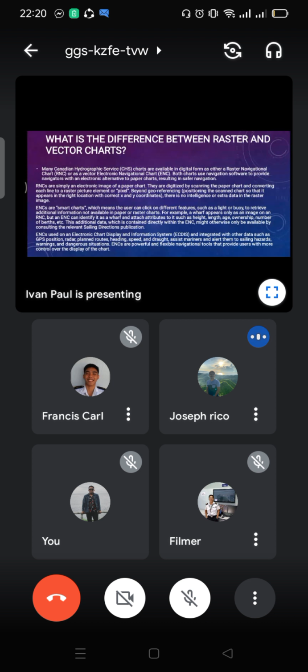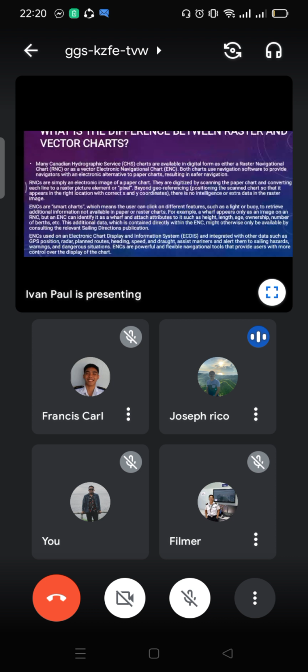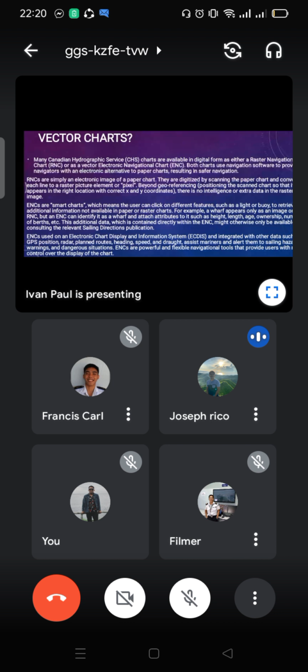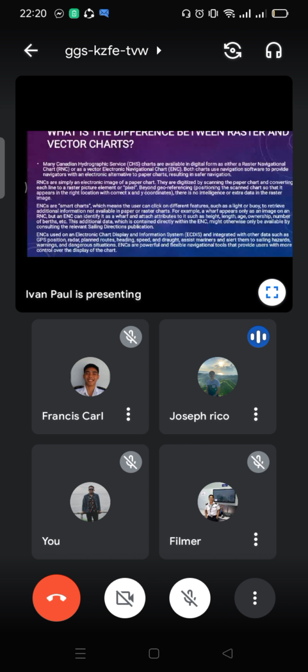Many Canadian hydrographic charts are available in digital form as either a raster navigational chart (RNC) or a vector electronic navigational chart (ENC). Both charts use navigation software to provide navigators with an electronic alternative to paper charts, resulting in safer navigation. What is the RNC?